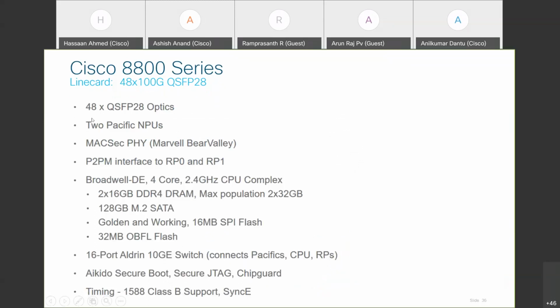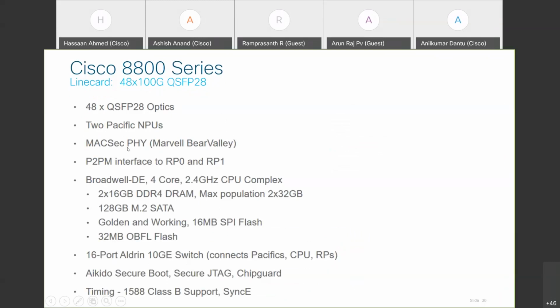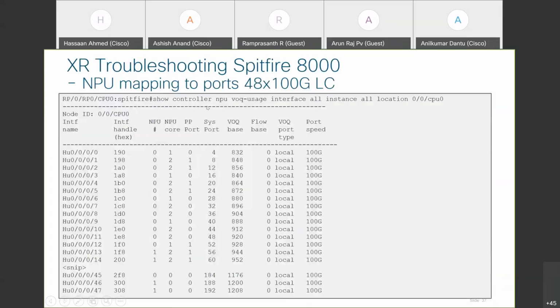Okay, so it has 48 100 gig ports and 2 NPUs, with 24 interfaces to each NPU, 24 into 100 gigs. Plus, it has a MACsec ASIC, which is from Marvell, and it has the same P2PM connectivity to the RP and the other standard switch. So now if you do show controller npu voq interface all instance all for the location, you will see 2 NPUs, 0 and 1. Then on the NPU core, again, 3 slices are programmed as network facing. The remaining 3 are programmed as fabric interface, right?